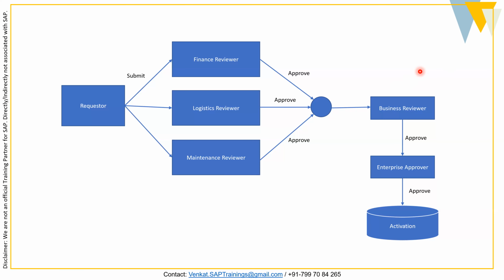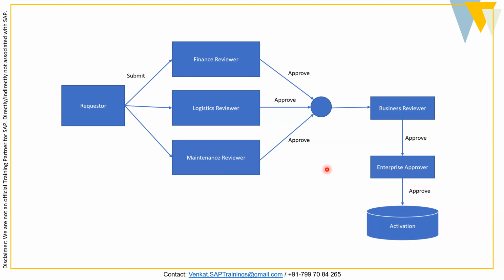Because think from the business perspective, they don't know all these concepts of merge step, merge action. They don't know all these things. For them, once the requester submits, it goes to the 3 people. Once 3 are approved, then send it to the business reviewer. That's it. From business perspective, this is the scenario.